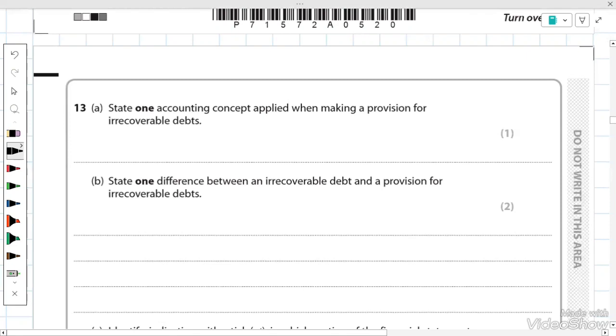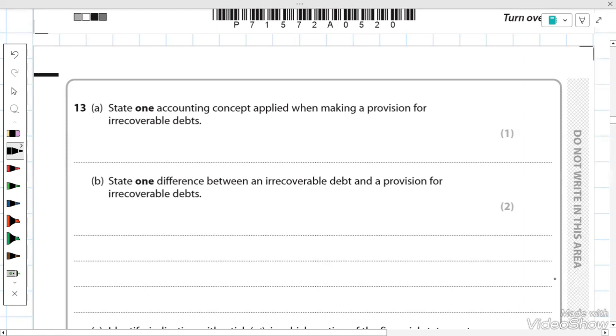State one accounting concept applied when making a provision for irrecoverable debts. So basically, there are several accounting concepts. Number one is prudence. Prudence says that you should not overstate your profits and overstate your assets.